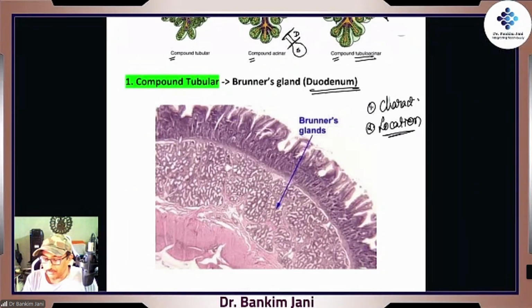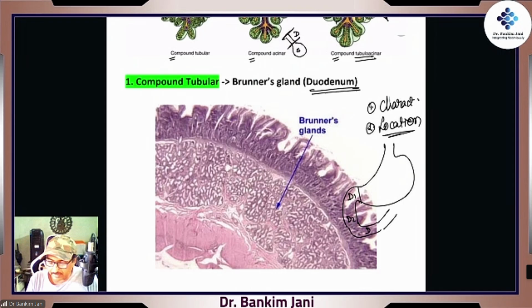So see the stomach, and then that's the first part of the duodenum. Then comes the second, then the third, and the peritoneal fourth part. So we see this thing in the duodenum, and they are called the Brunner's gland. The name is Brunner's gland.